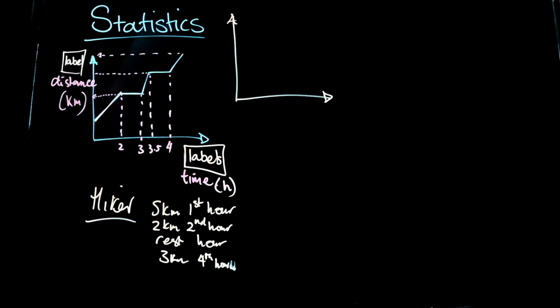And so first thing you do is you draw 2 lines at right angles to each other. Then you need to label your axes. So time is always down on the horizontal axis, and we're measuring time in hours, so H for hours, and up here, we've got distance in kilometers. So we've done that.